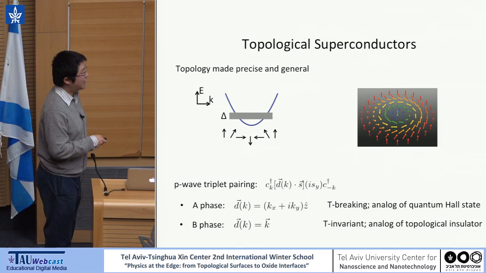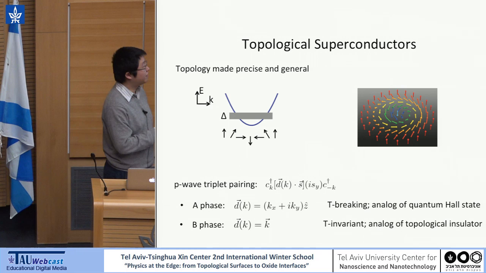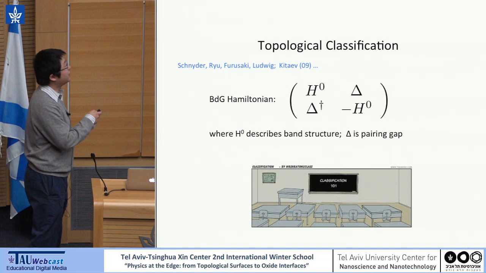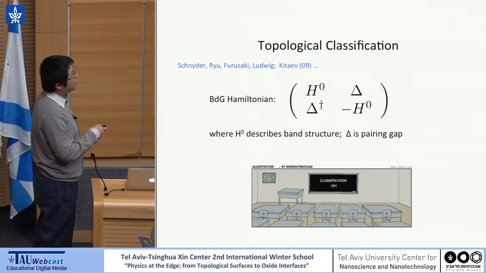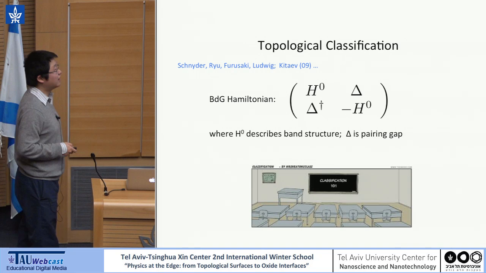So just like we talk about topology of insulators, one can also talk about topology of superconductors in a very general setting. Mathematically, the full classification of topological superconductors within BCS theory has been worked out a few years back. In BCS mean field theory, we describe the superconducting state using the Bogoliubov-de Gennes Hamiltonian. It's written in this matrix form. The diagonal part describes the band structure, and the off-diagonal term describes the pairing gap.